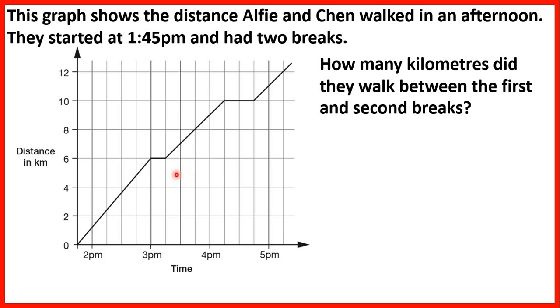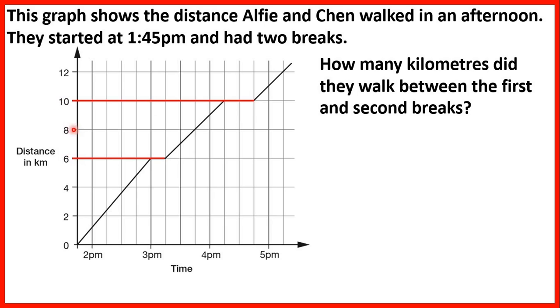So we can see on the line graph where they had their breaks, because if they're having a break, then they're not covering any more distance, so the line will be flat or horizontal. So they had their first break here when they'd walked 6 kilometres, and then they had their second break here when they'd covered 10 kilometres altogether.